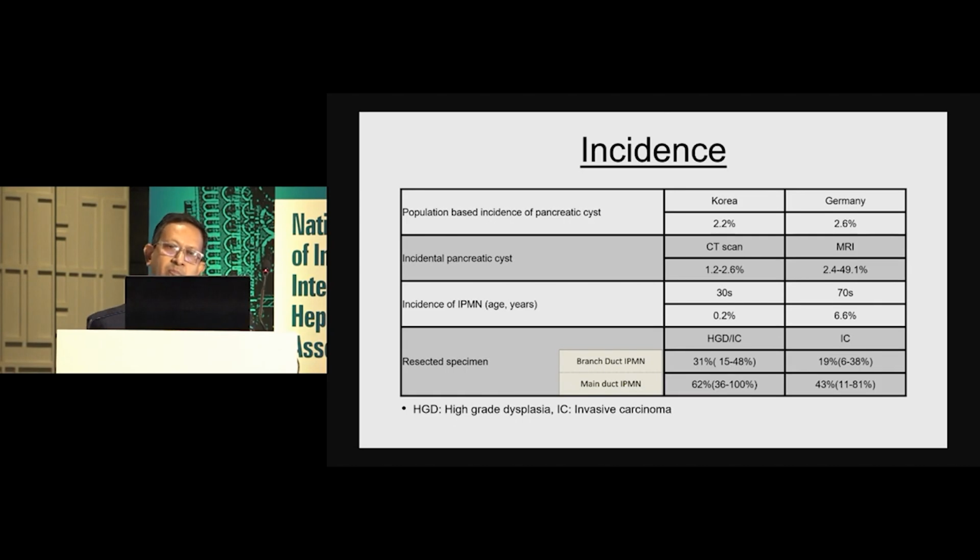So that we can have a better outcome. Coming to the incidence of the cystic neoplasms, in the West and in the East, it's nearly the same, around 2.2 to 2.6. The incidental pancreatic cyst recognized on CT is up to 2.6%, but on MRI, it can go up to 49.1%. The incidence of IPMN, which is one of the most important parts of these cystic neoplasms, is 0.2% in the 30s, but it can go up to 6.6% in the 70s.